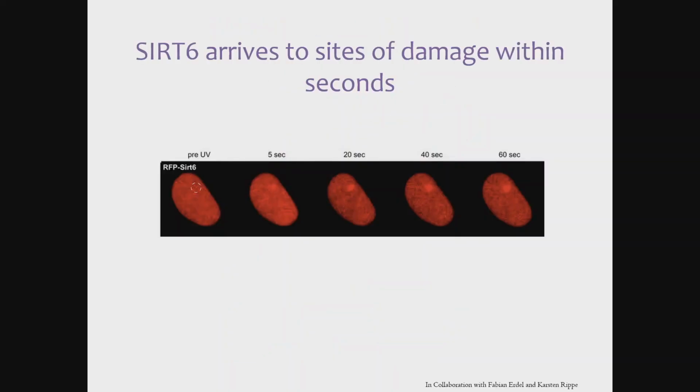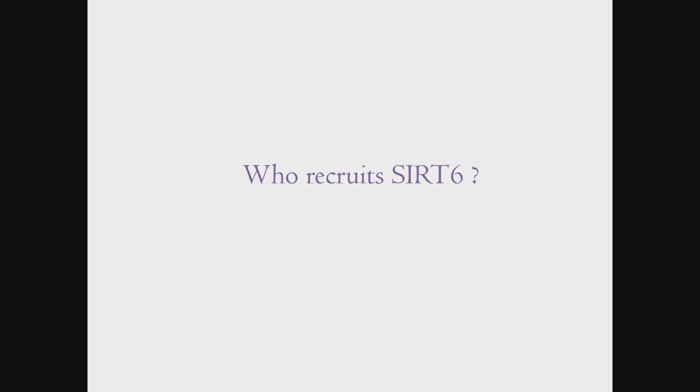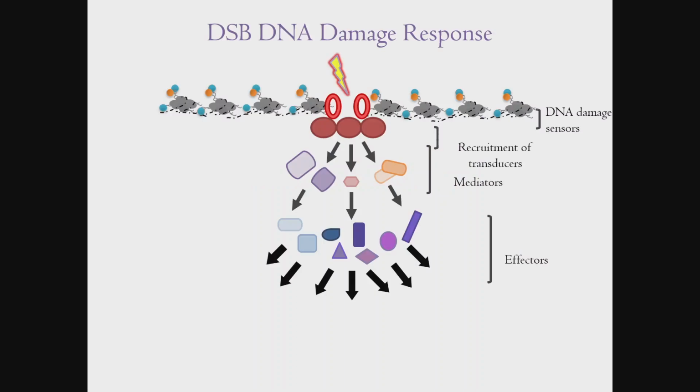But we saw that it was coming super fast. By 5 seconds, this is the laser-induced damage that we can do. We take cells, we put SIR6 with RFP fluorescent protein, and then we use a laser that can generate damage in here. And you can see here that SIR6 starts arriving to the sites of damage really, really fast. So we can track the movement of proteins to the sites of damage with this method. And we thought, okay, who is recruiting SIR6 to the sites of damage? It's coming so fast, what is happening?